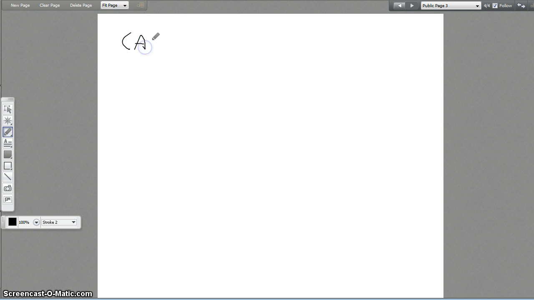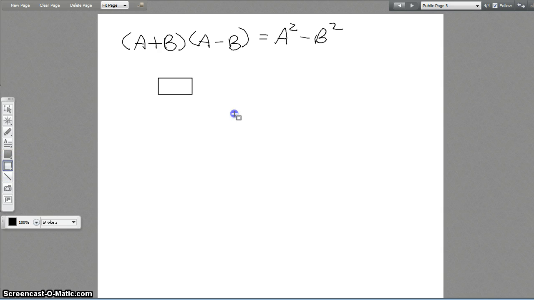What if we have a plus b, the sum of two terms, multiplied by a minus b, the difference of those same two terms? In this case, what we end up with is the first term squared minus the second term squared. There's nothing else. There's nothing in the middle. And the reason this works out, we will see when we do our box. Draw my grid lines in.